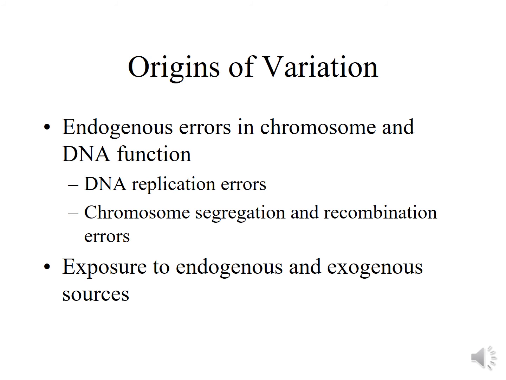So going back to endogenous and exogenous sources, these types of origins of genetic variation refer to the exposure to chemicals, typically, or chemical environments that then in turn will give rise to alterations of the sequence of the DNA or alterations in the DNA molecules themselves.